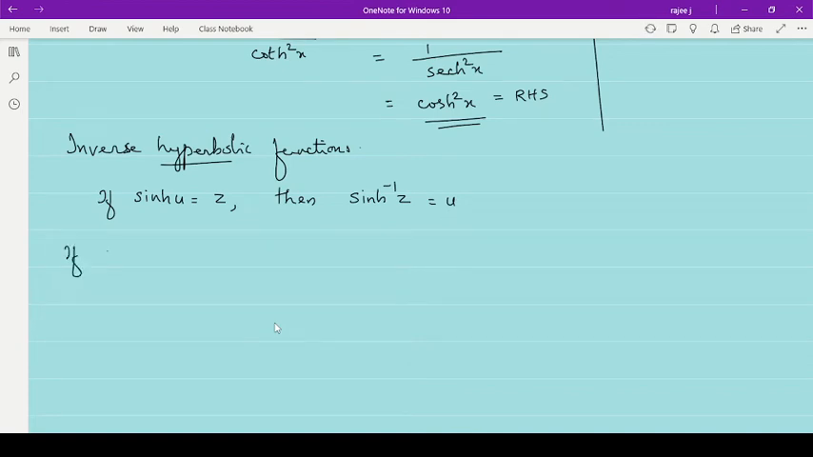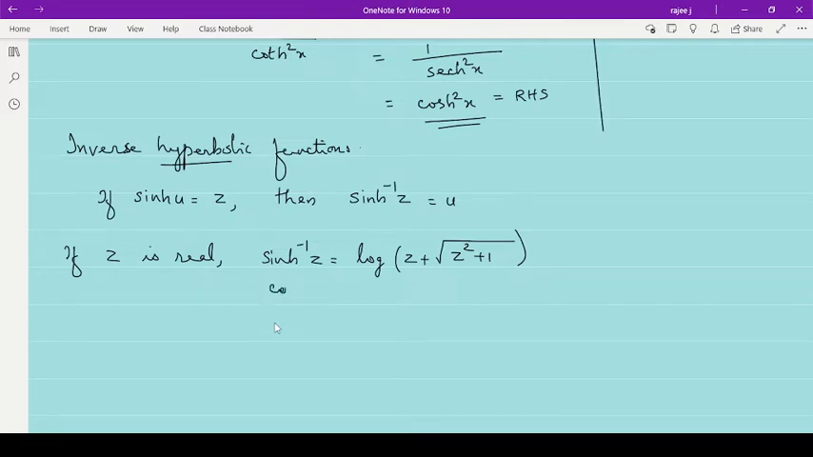If z is real, then we have a relation like sinh inverse z is equal to log of z plus root of z square plus 1. Yesterday we did that for sine inverse z, cos inverse z and all. There it was plus or minus, but here sinh inverse z is equal to log of z plus root of z square plus 1.